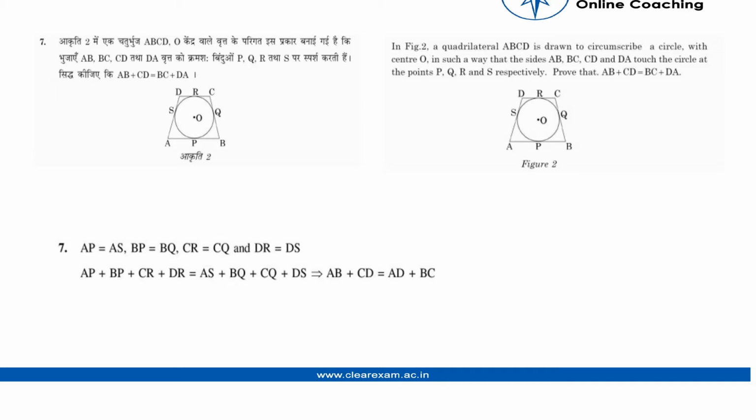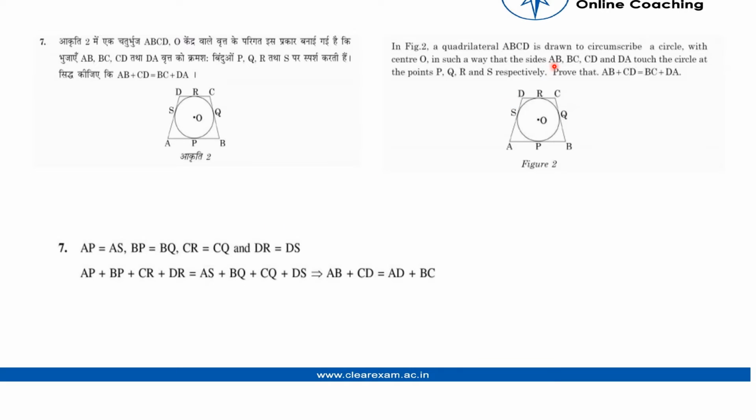Hey guys, in this question we are given a circle which is circumscribed by a quadrilateral ABCD in such a way that the sides AB, BC, CD and DA touch the circle at the points P, Q, R and S respectively. We need to prove that AB plus CD equals BC plus DA, that is, the sum of opposite sides of the quadrilateral is equal to the other pair of opposite sides.